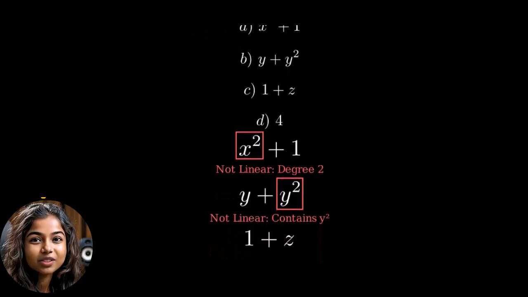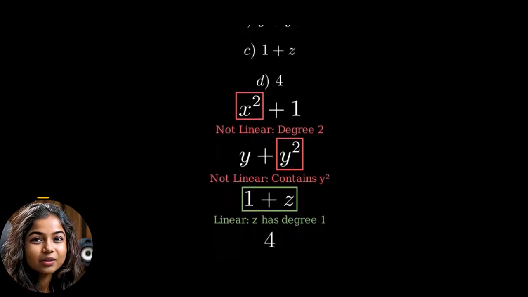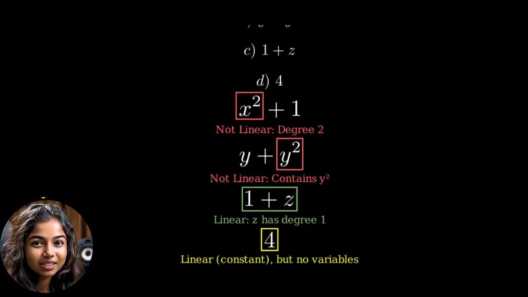Let's look at option C, 1 plus z. This expression only has z to the first power. There are no variables squared or multiplied together. This makes it a linear expression. Finally, option D, just 4. While this is technically a linear expression because it's a constant term, it's not the best example since it doesn't contain any variables. Therefore, the best example of a linear expression is option C, 1 plus z.